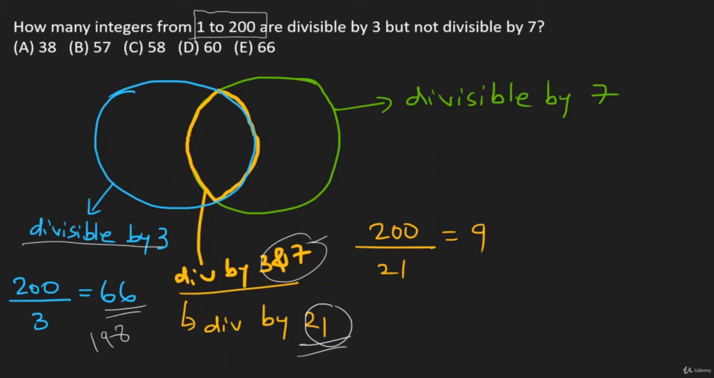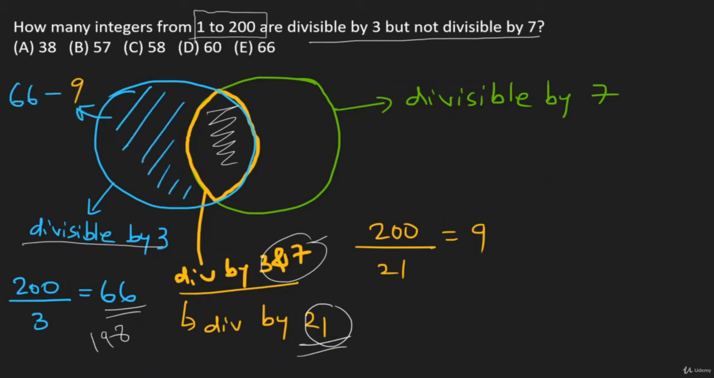Alright, so let's see what the question asks us. Numbers that are divisible by 3 but not by 7. So all we need to find is this area over here, right? So from 66, which is this area, we need to subtract this part, so that we get this section over here. That is equal to 66 minus 9, which is equal to 57, right? Therefore our answer is option B, which is equal to 57.